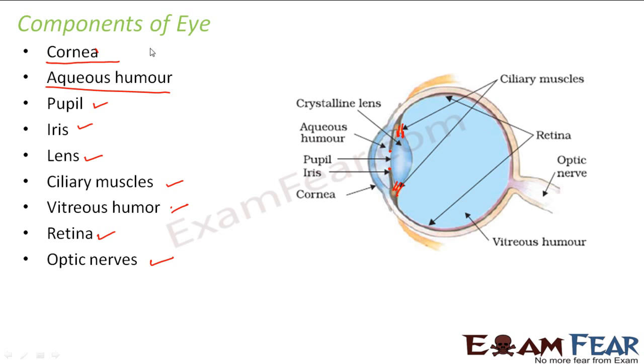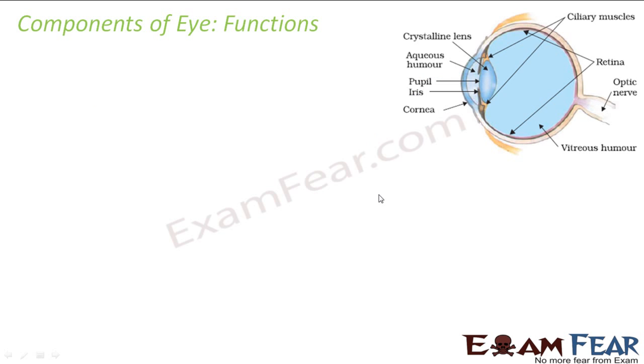Now that we are aware of the structure of the eye, we will look at the functioning of each of these parts. Let us look at the function of each of the components of the eye. Whatever components we discussed in the previous slide, we will see what is the function of each of them.